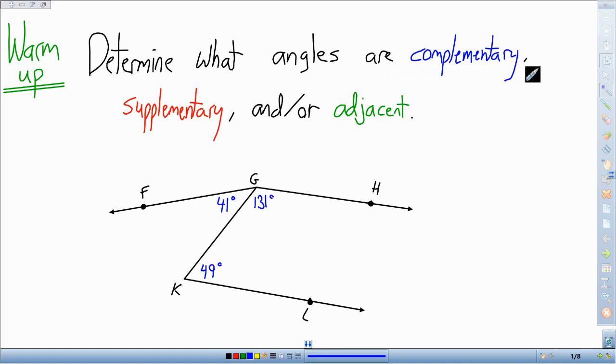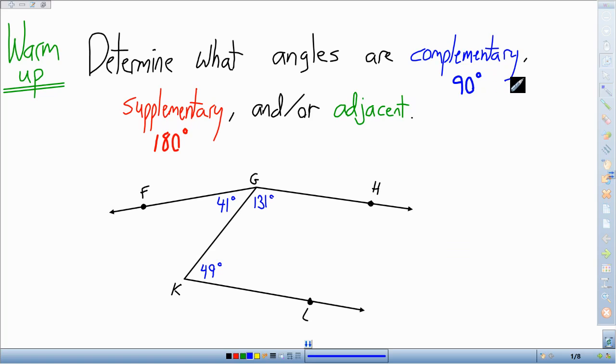Okay, complementary angles are those angles that add to 90 degrees, two angles that add to 90 degrees. Okay, supplementary angles are two angles that add to 180 degrees. Okay, and adjacent angles, it's not about angles adding up to a certain measure. Adjacent angles are angles that share a vertex and a common side length. Okay, so that's what those three words mean, and let's break it down.